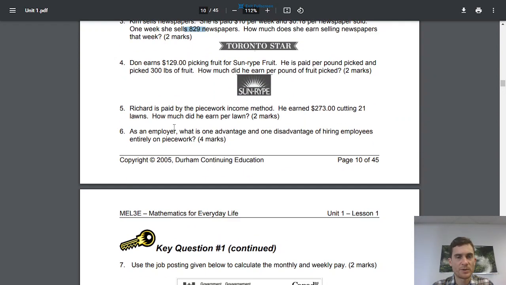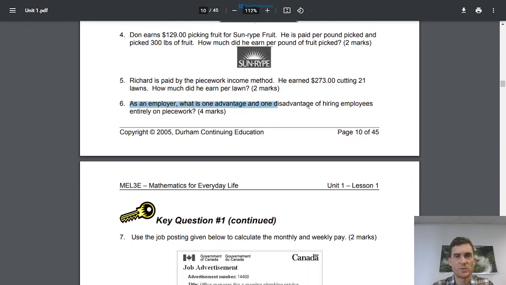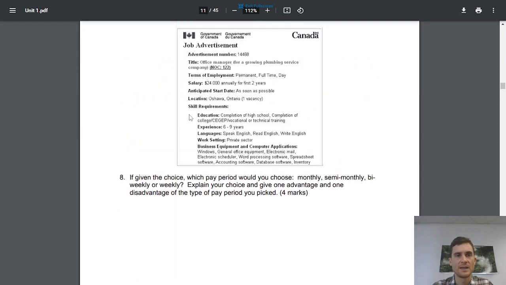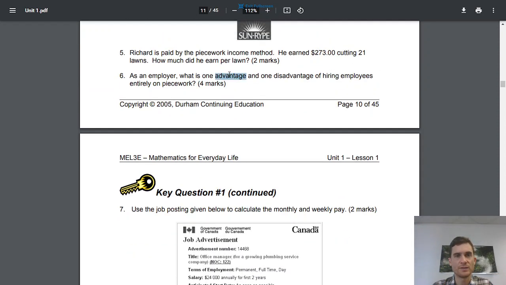These ones are pretty similar. Number 6, what is one advantage and one disadvantage of hiring employees entirely on piecework? Piecework is where you pay an employee just for each piece of work that they do. So in this first example we talked about, each newspaper sold is 18 cents, so they get 18 cents for each one. Now they're asking, why is that good for a business and why is this bad for business? How will that help a business, and how might that hurt a business? How might it make the business worse?